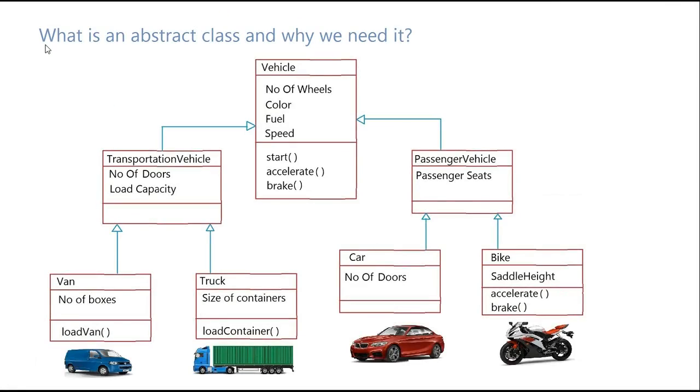Getting back to our object-oriented world. What is an abstract class and why do we need it? In our previous example, it makes sense to create a bike object or a car object or a van and truck object. But what exactly will be a vehicle object? How will it look? What will be its shape? When we say vehicle, it's not clear which vehicle we are talking about. So it doesn't make any sense to create an object of a vehicle class.